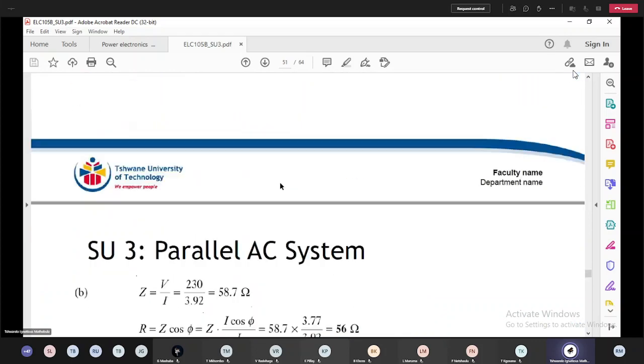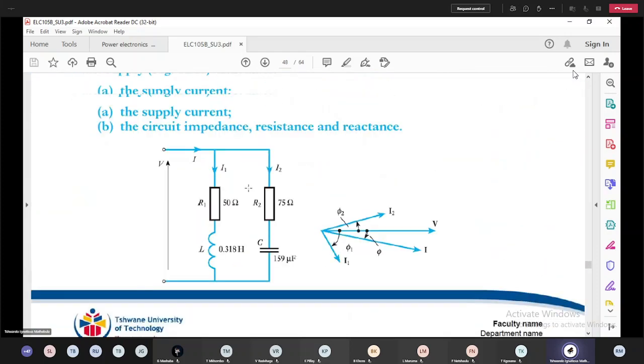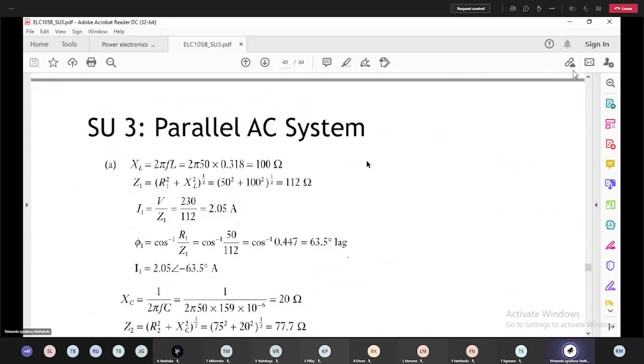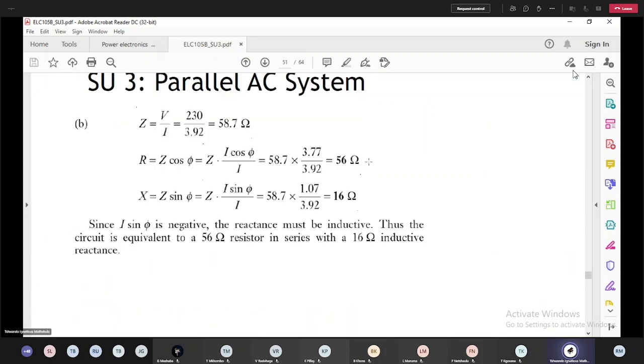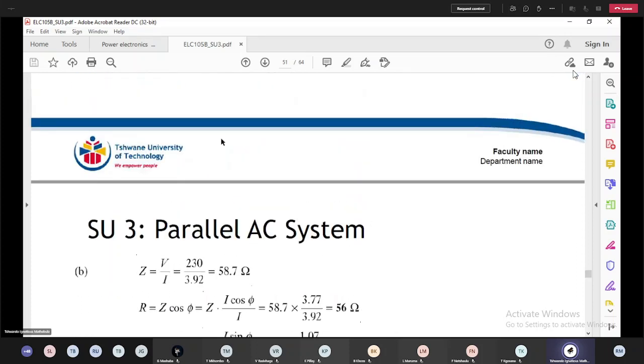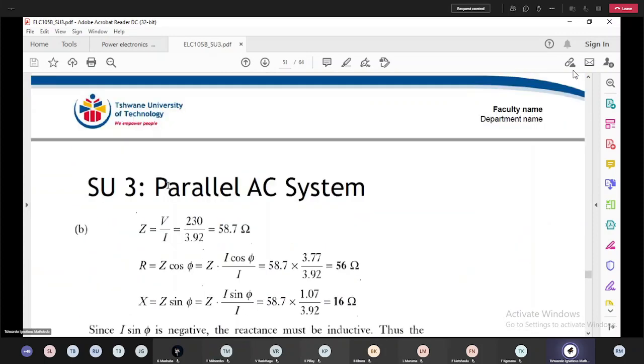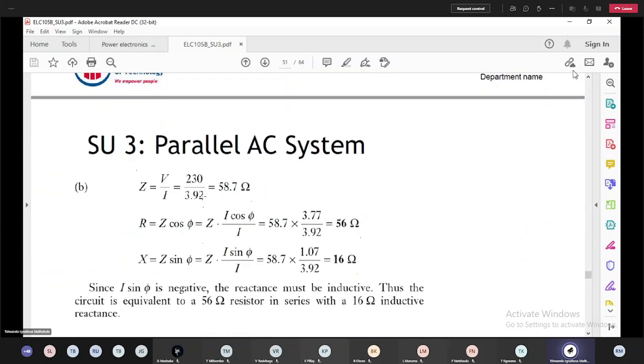So now we want to calculate, what was the question? The second question: the circuit impedance, resistance, and reactance. So what's the total impedance of the circuit? The total impedance would be the total voltage over the total current. We have just calculated the total current, and we know the total voltage. So we find the total impedance by simply taking the total voltage V over the total current. The total current is 3.92, if you like, and we find it to be 58.7.